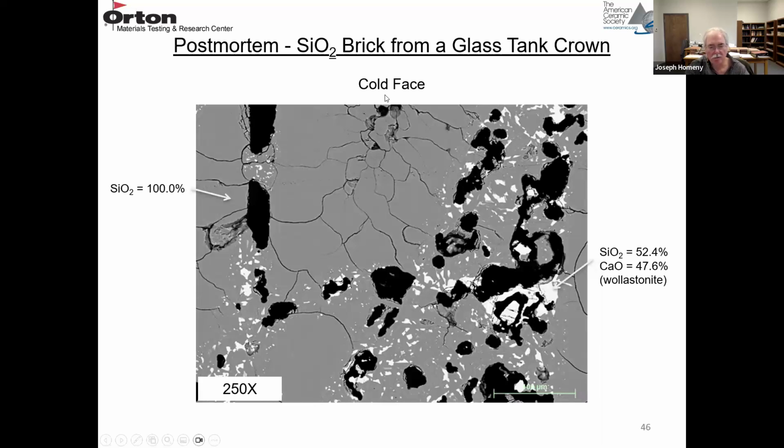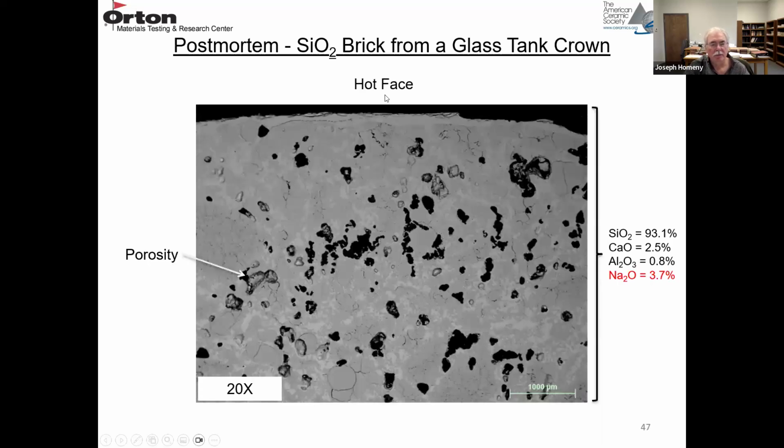So this is a typical silica refractory. It's at the cold phase, still intact. And then this is what the hot phase looks like. This is 20x. The black spots are the pores. So now the silica content is reduced because it's been infiltrated with Na2O. So it's about 93% SiO2, almost 4% Na2O, plus your mineralizer that was present, about 2.5%.